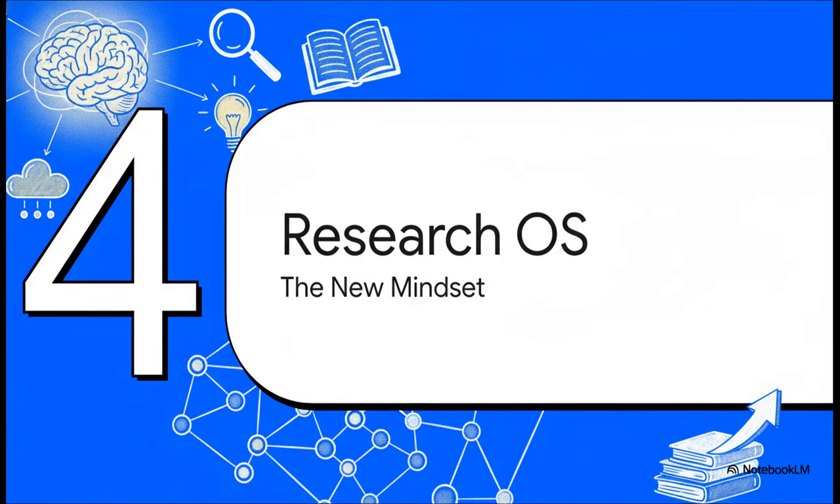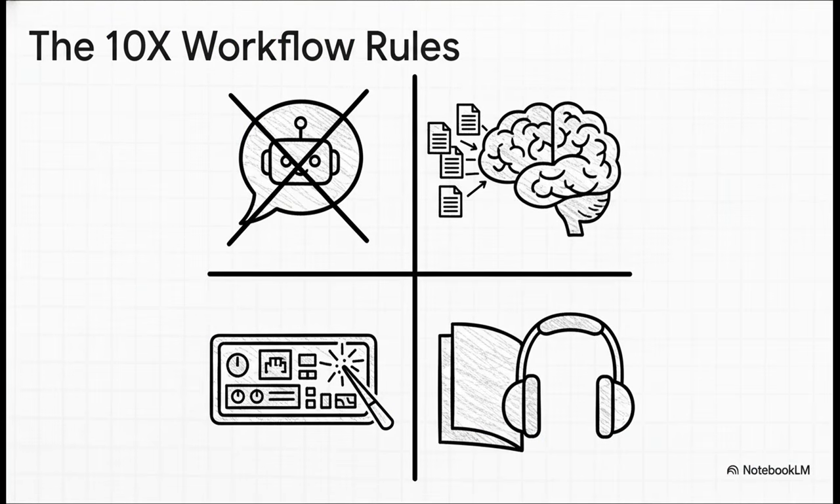When you adopt this new mindset, you're not just using a tool, you're fundamentally changing your entire relationship with research and learning. So let's recap the 4 new rules for a truly 10x workflow. Rule number 1, stop treating it like a chatbot. Number 2, build that focused, grounded knowledge hub with your own sources. 3, use that studio panel to automate your outputs. And 4, turn your reading into listening.